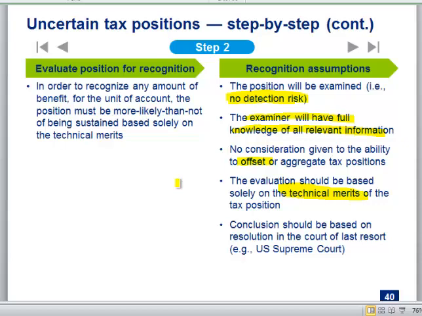So you have to pass this recognition test if you want to keep going and not reserve the whole thing, and you have to use those assumptions. Okay? So again, take your R&D credit. You have to say, I have to assume I'm going to get audited. I have to assume the agent knows my facts. I have to assume I'm not going to trade it for some, like the R&D credit's a loser, but I'll keep it because I'll give them something else. I can't assume that. And I have to just apply technical law as it exists to my position to see if I'm going to win. Right? That's the basis on which I'm supposed to get past the recognition test. All right, we good with that?